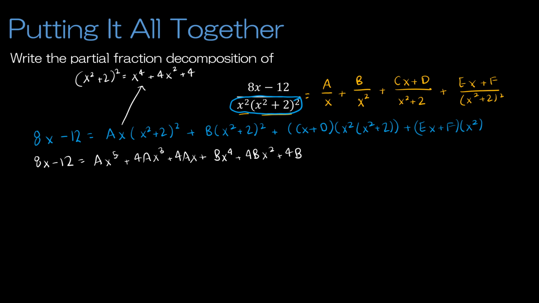This guy, because I've got x squared times (x squared plus 2), I'm just going to rewrite this as x to the 4th plus 2x squared to make my multiplication simpler. So now I'm going to multiply. cx times x to the 4th would be cx to the 5th. cx times 2x squared would be plus 2cx cubed.